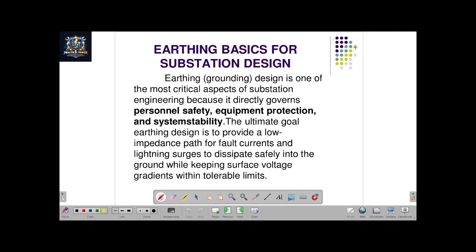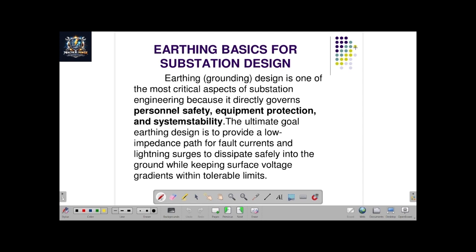It is one of the most critical aspects of substation engineering because it directly governs personal safety, equipment protection, and system stability. So system stability, equipment protection and personal safety depend on this design of the earthing system.